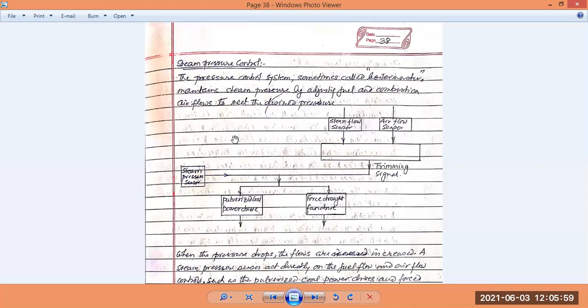Okay, let me finish. What is the steam pressure control? The pressure control system, sometimes called boiler master. How do you control the pressure? You know what is the design or desired pressure of steam in the turbine as well as the desired temperature. And you are supposed to control it. And this is sometimes called boiler master.